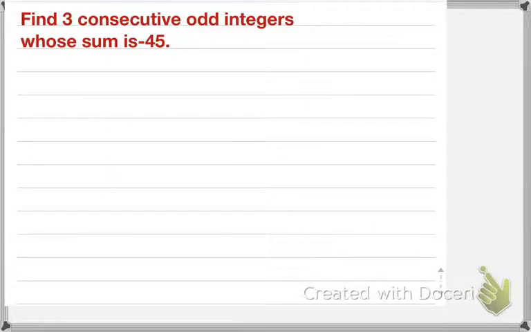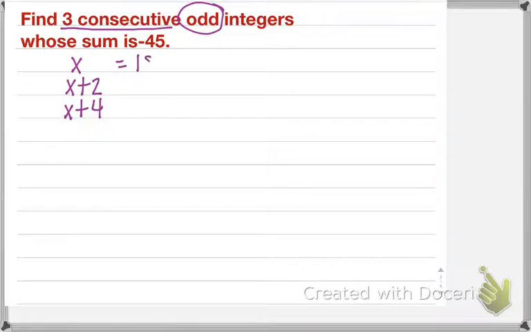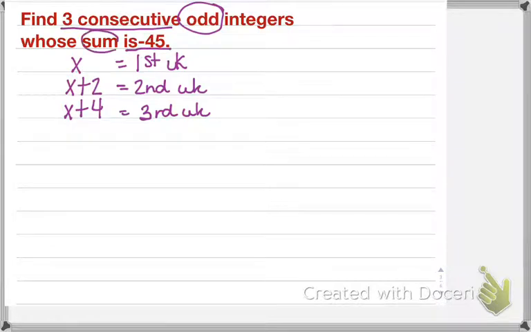Now here's another problem, but notice we're finding 3 consecutive odd numbers. So the first thing we do is set up our problem. We have x as our first unknown, x plus 2, because odds are 2 away from each other, and then x plus 4. So this is our first unknown, our second unknown, and our third unknown. It says whose sum is negative 45. Sum again means adding.